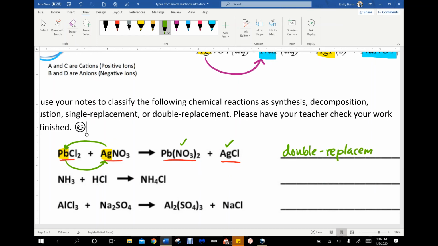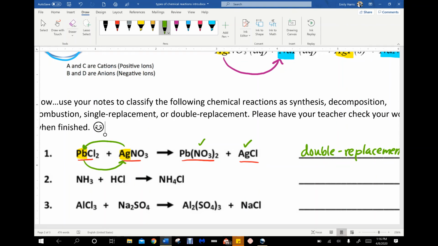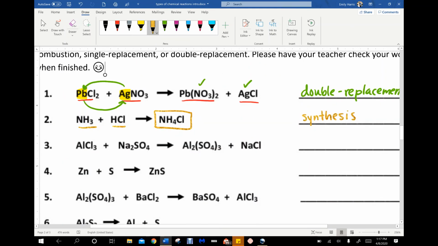All right, now let's try that next practice problem. Here we have two compounds that we're starting with, but we only end up with one product. Everything is coming together to make one new thing. So if we only end up with one product, that is a synthesis reaction. Everything has been brought together into one. All right, now let's skip down.